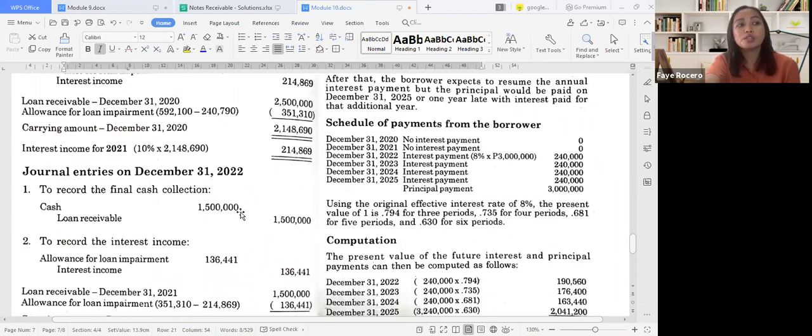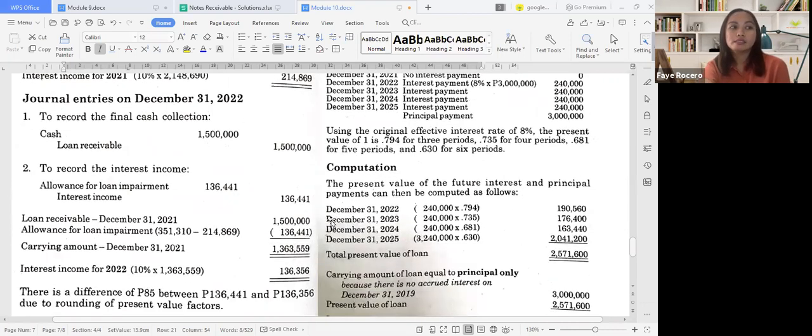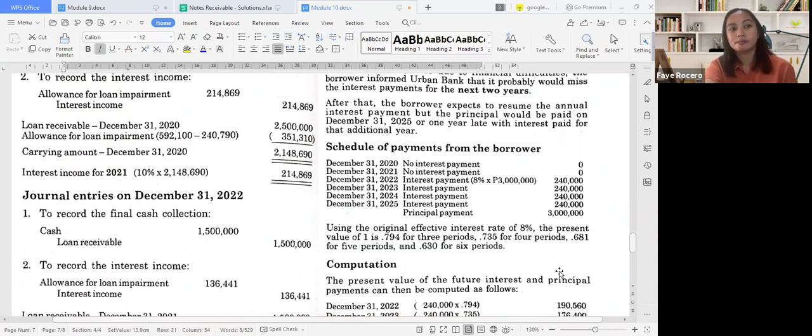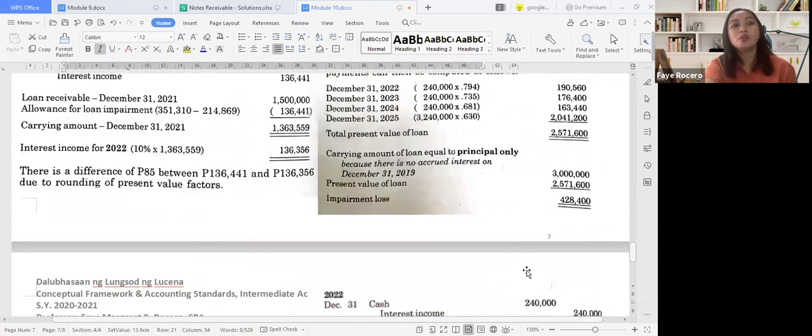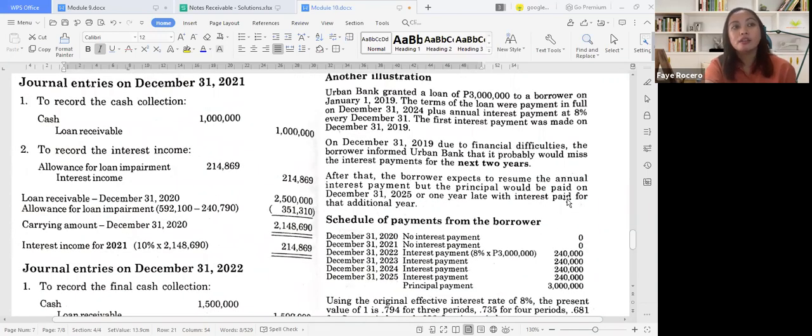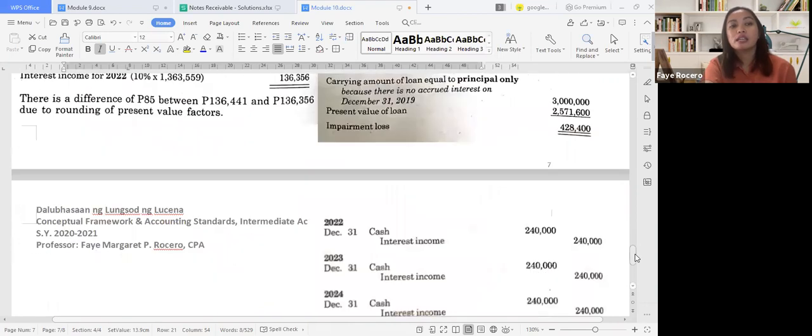And finally, on December 31, 2021, ganun pa din. We collected 1.5 million. And then, we get the amortization of the interest income of the allowance for loan impairment. We get the carrying amount on December 31, 2021, multiplied by 10% effective rate. So this is our interest income. That's it. And we also have an additional problem here. Now, another illustration for impairment of loan.